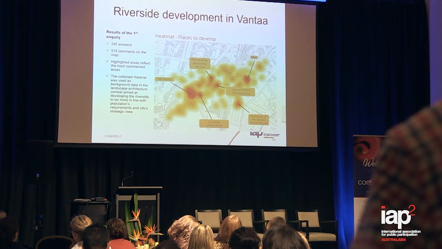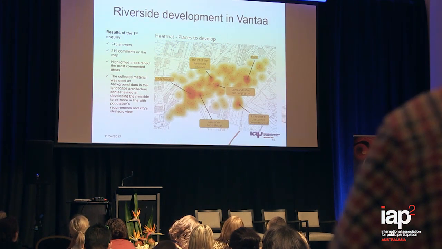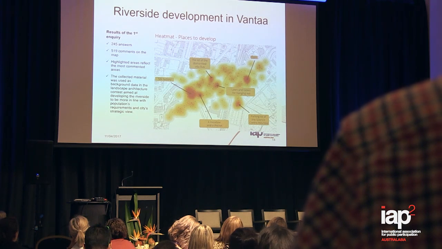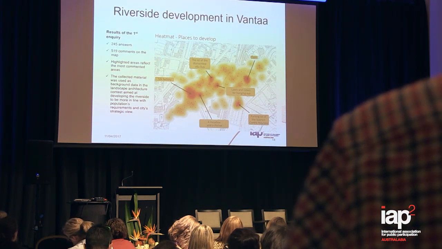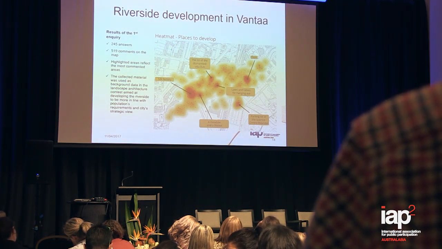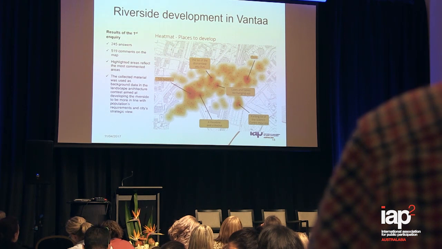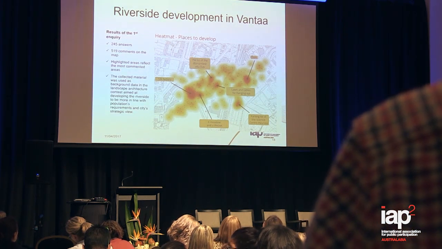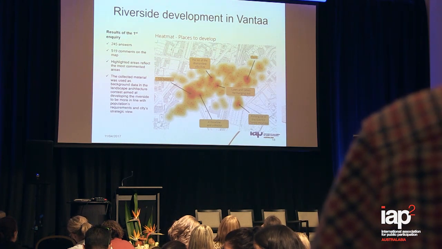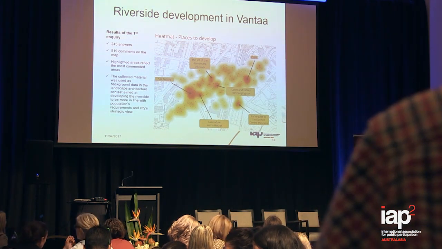This was the Vantaa Riverside development, and here you can see collecting data on the map. They create a heat map. This made it very easy for the planning team to take it back, and then you could identify the areas, the hotspots of the people's interest, and going through those comments was a breeze compared to having maybe an Excel sheet or something that you would have been working through.